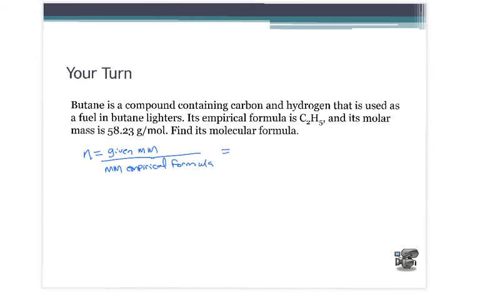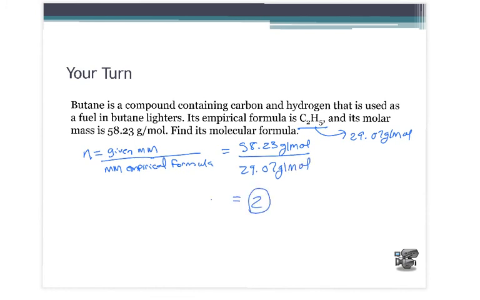So here, this is 58.23 grams per mole, and then we calculate what our molar mass is for this empirical formula, and it's 29.07 grams per mole. So we divide that here, and this gives us a number of 2. So our n is 2. That means we have to multiply our empirical formula by a factor of 2 to get our actual molecular formula. So it's C4H10.